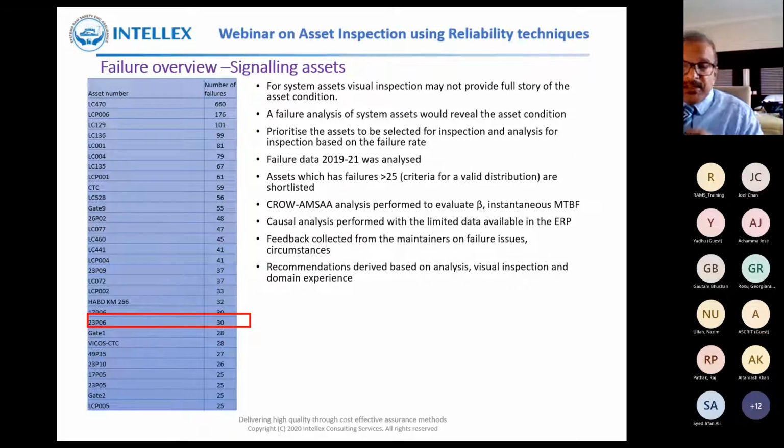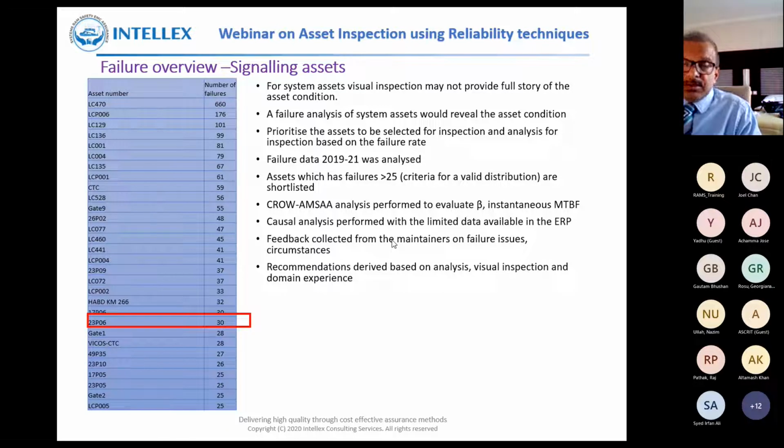So as I said, if on the bathtub curve your equipment is not in the flat part, your normal MTBF equations won't work. You have to work with specific distributions. CROAMS has a specific formula to evaluate MTBF and the failure rates. So that's what we have used.